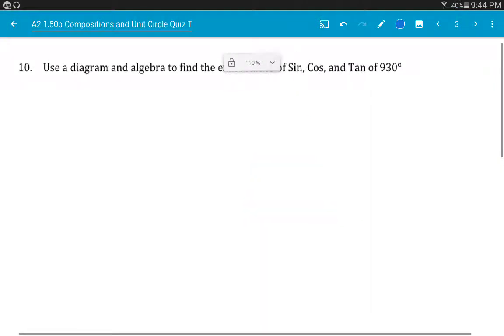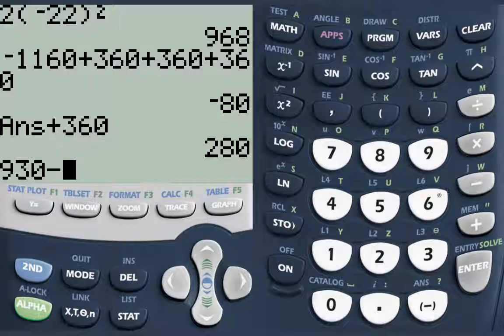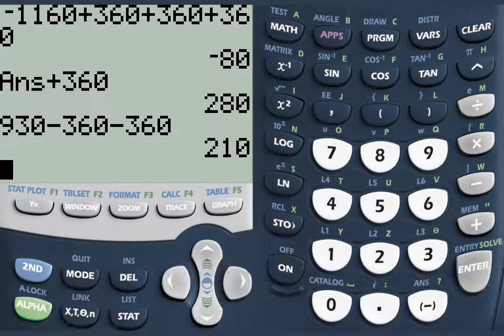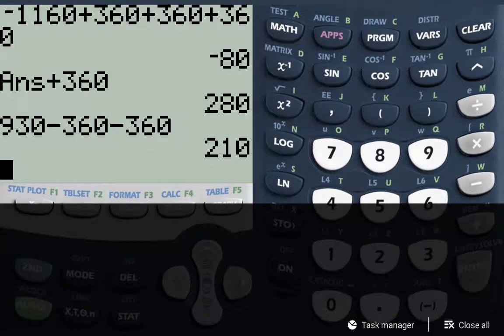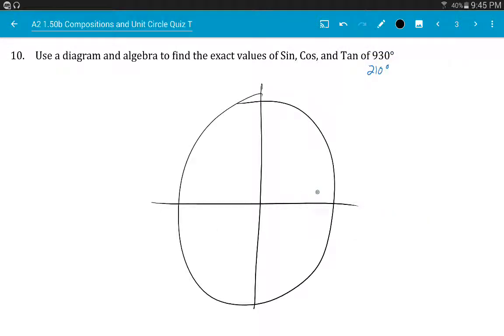Last but not least, use a diagram in algebra to find the exact values of sine, cos, and tan of 930. Well, 930 is too big, so let's fix it. 930 minus 360 minus 360, that's a 210 degree angle. So it's 210 degrees. I'll draw my unit circle nice and big. 210, this is 90, 180, 270, 360, and 0.